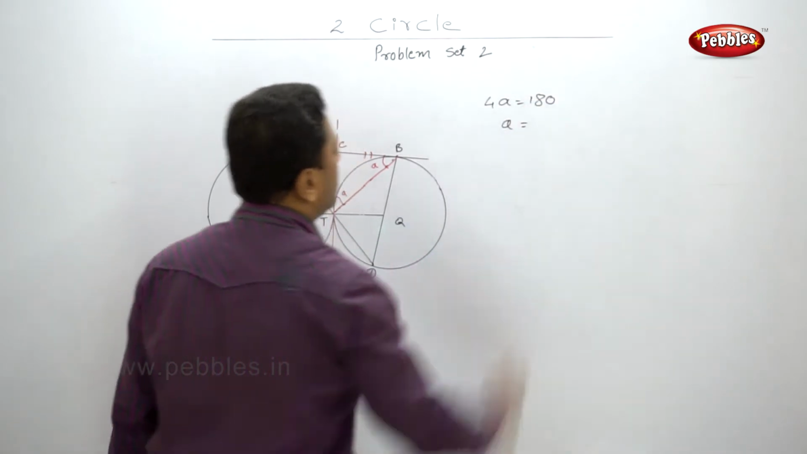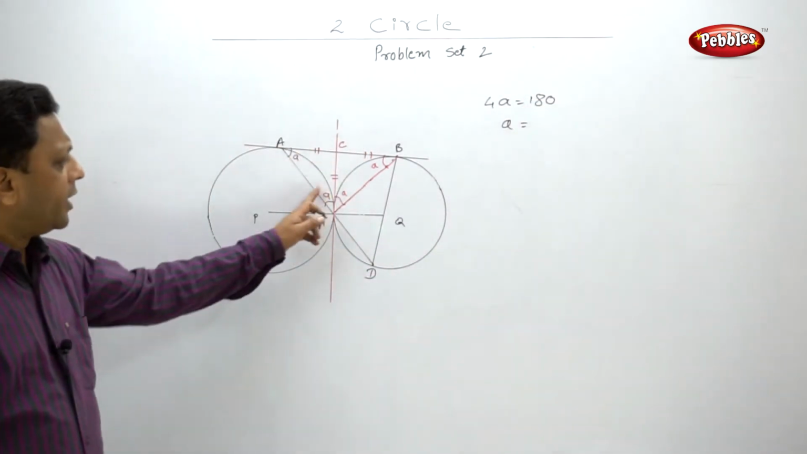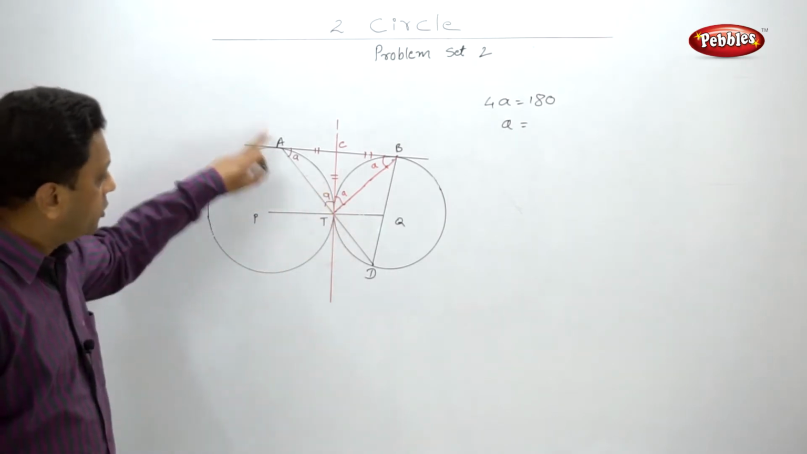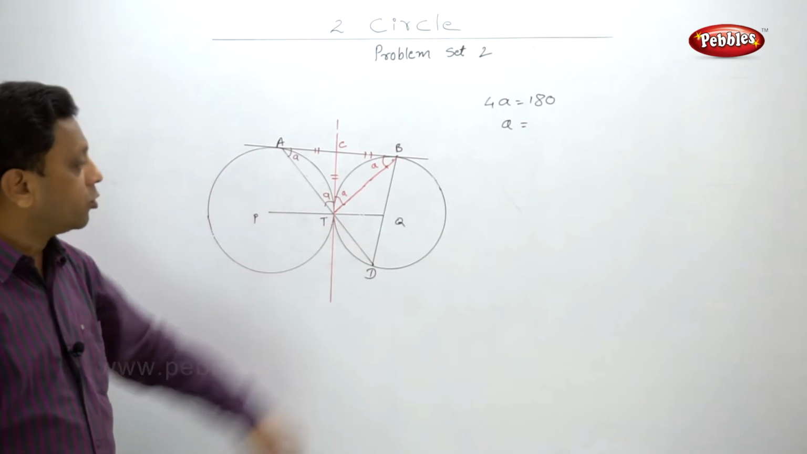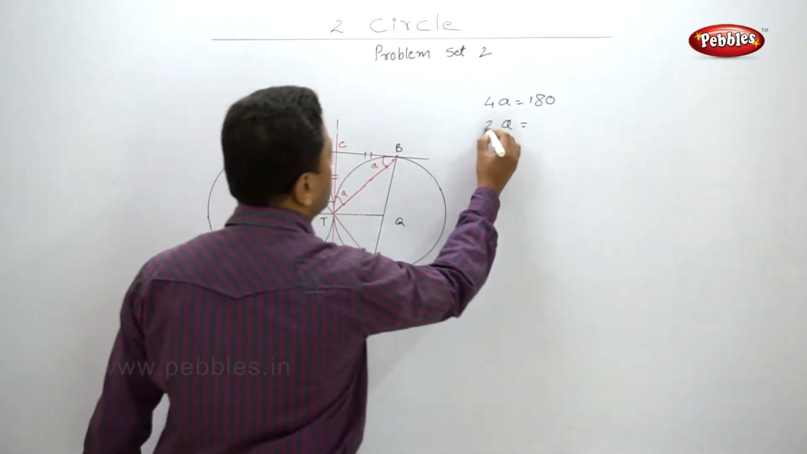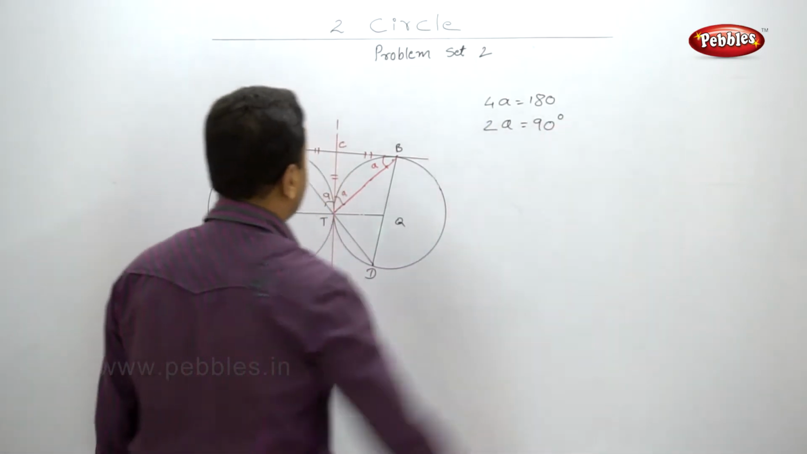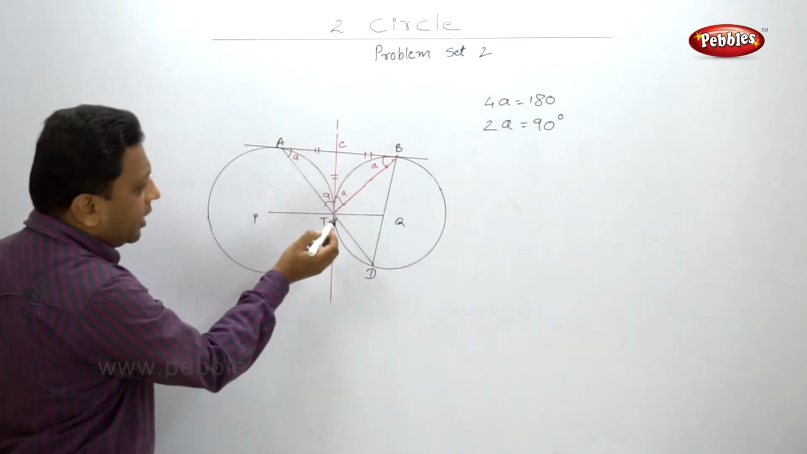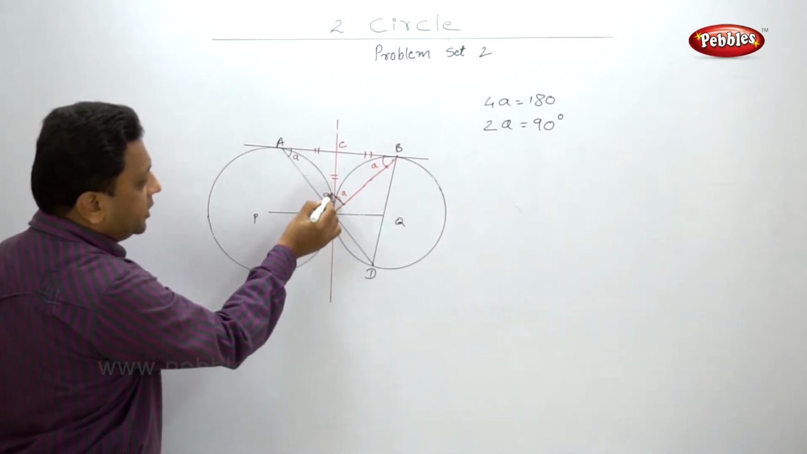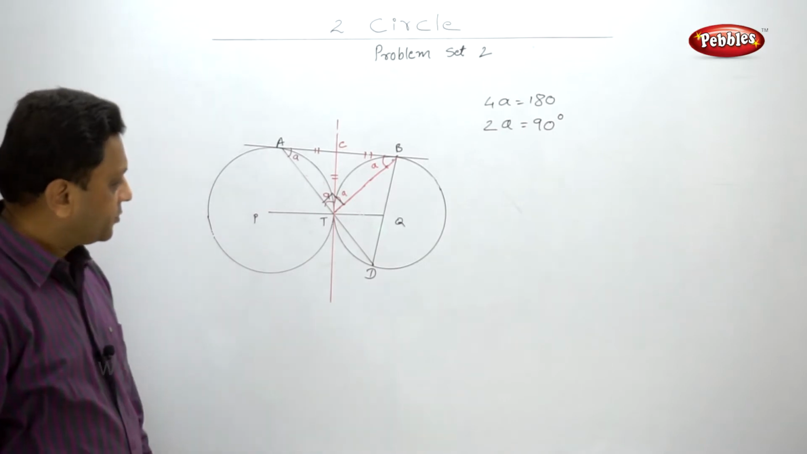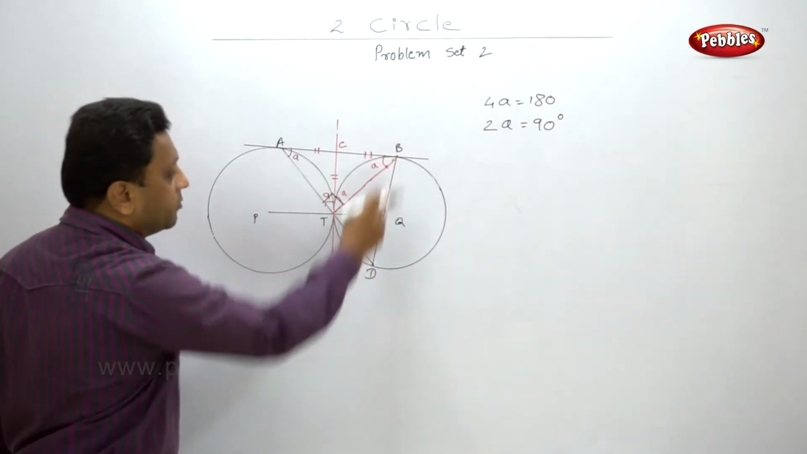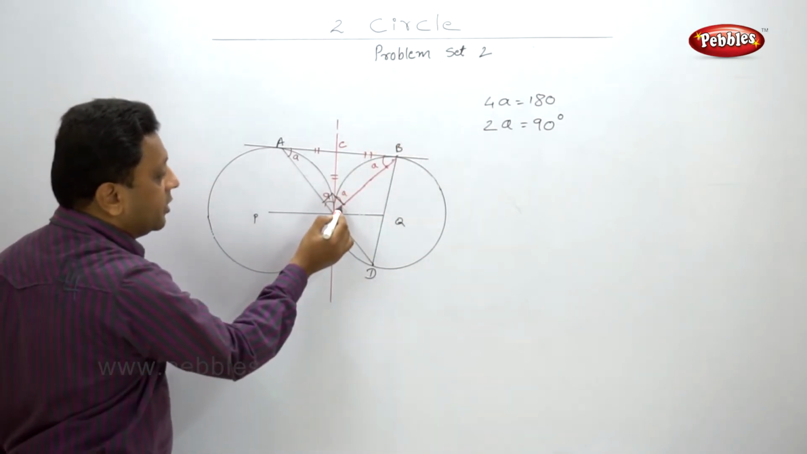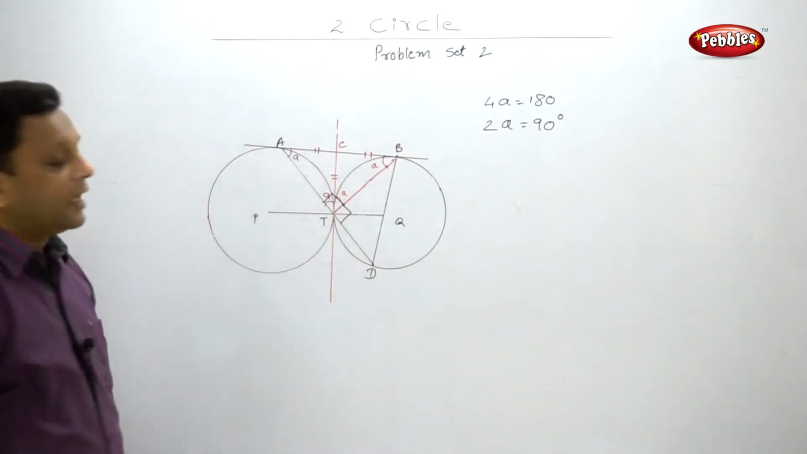So 4A is equal to 180, but we want to find out 2A. A plus A we have to find out because we want to show all these 3 points collinear. So 2A is equal to 90 degrees. So from here I can find out that this angle is 90 degrees. Correct? And by the inscribed angle theorem, the angle inscribed in a semicircle, this angle is also 90 degrees.